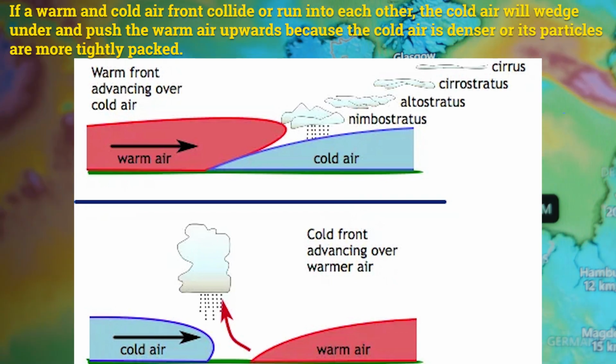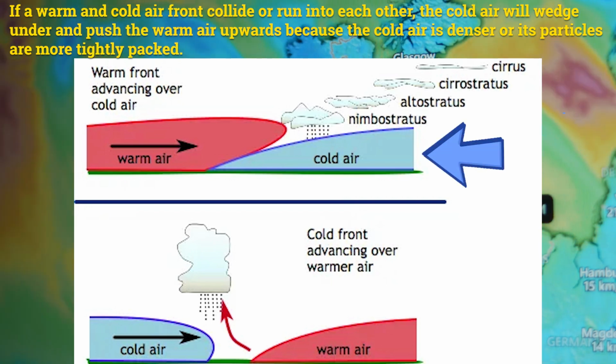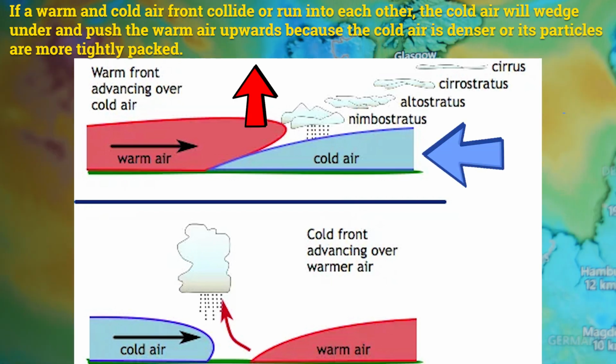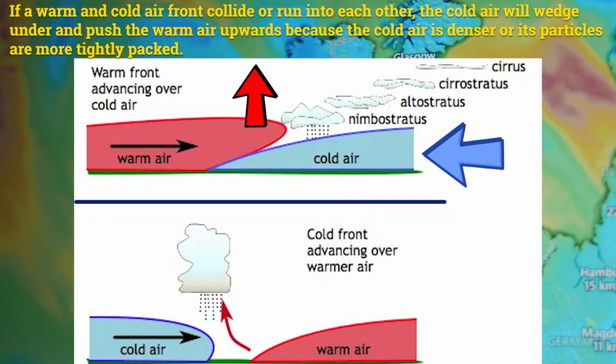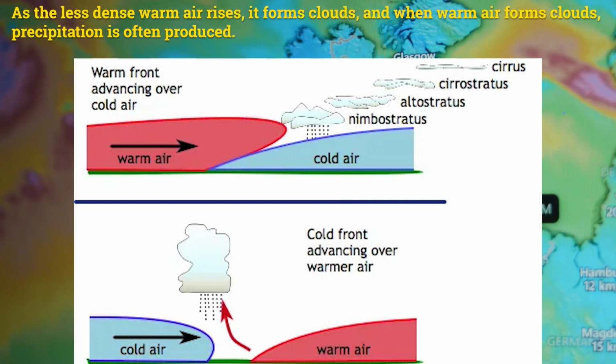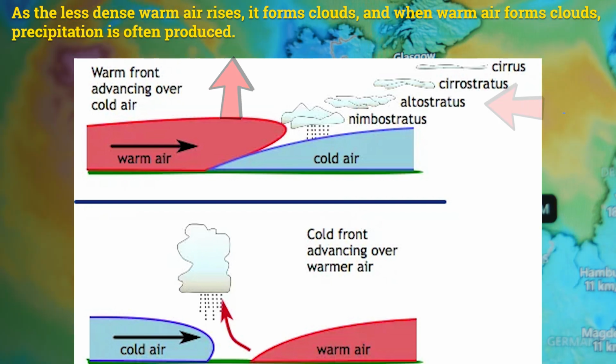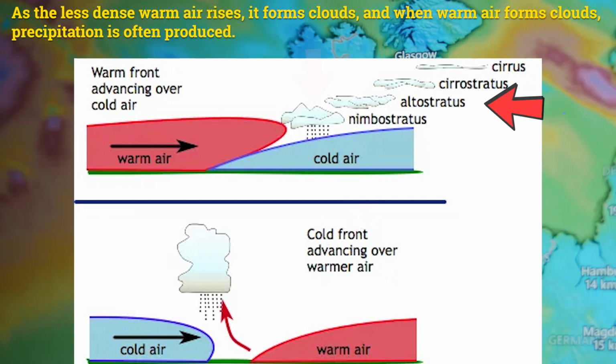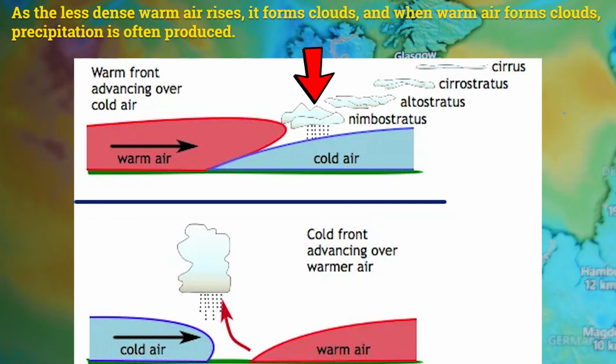If a warm and cold air front collide or run into each other, the cold air will wedge under and push the warm air upwards because the cold air is denser or its particles are more tightly packed. As the less dense warm air rises, it forms clouds, and when warm air forms clouds, precipitation is often produced.